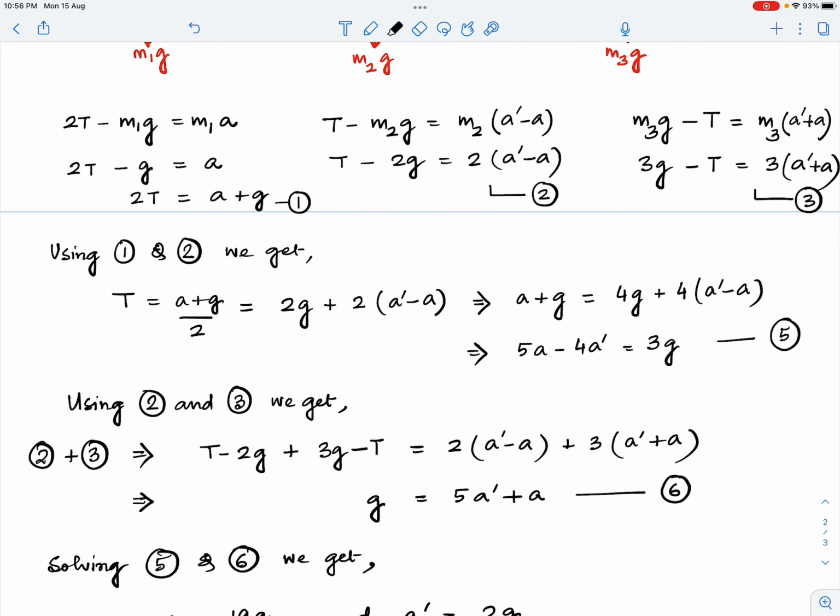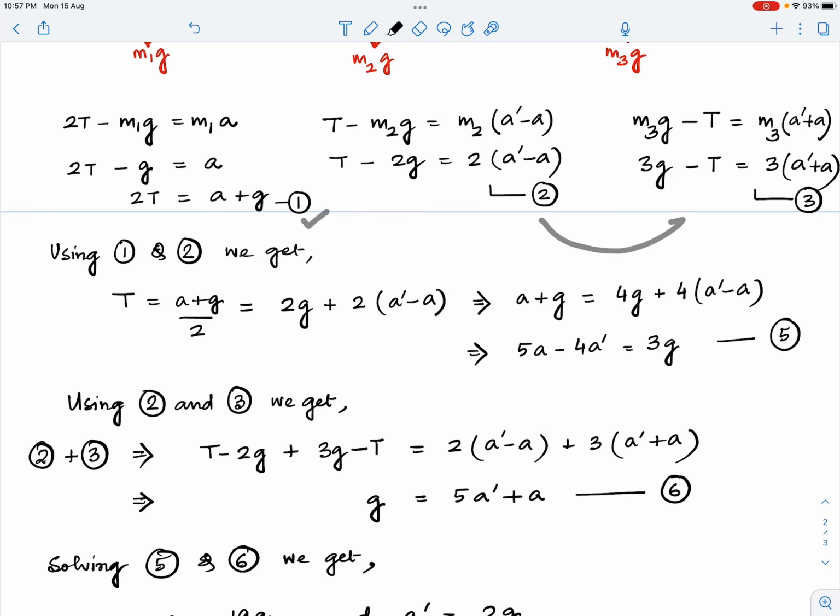Solving these 3 equations, first of all you can use equation 1 and equation 2, connect them together so that you can get a value for T in terms of A plus G, and use that value of T over here in this equation, and that gives you this equation that I have written below, equation number 5. Similarly, you can use equation 2 and 3.